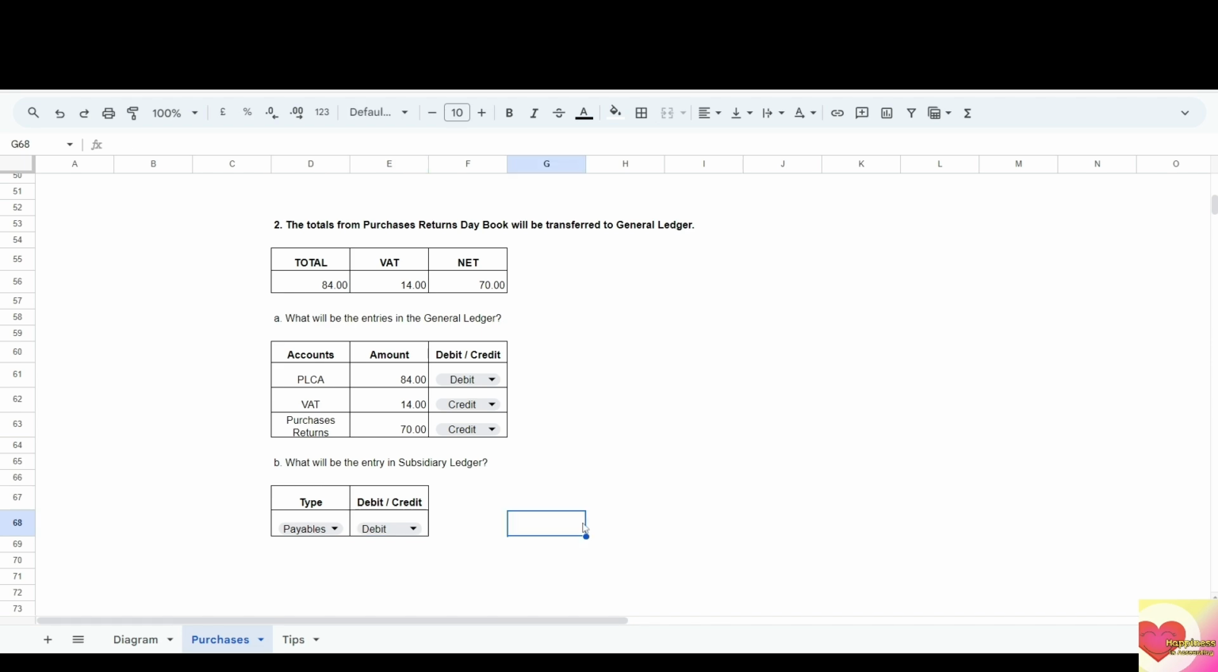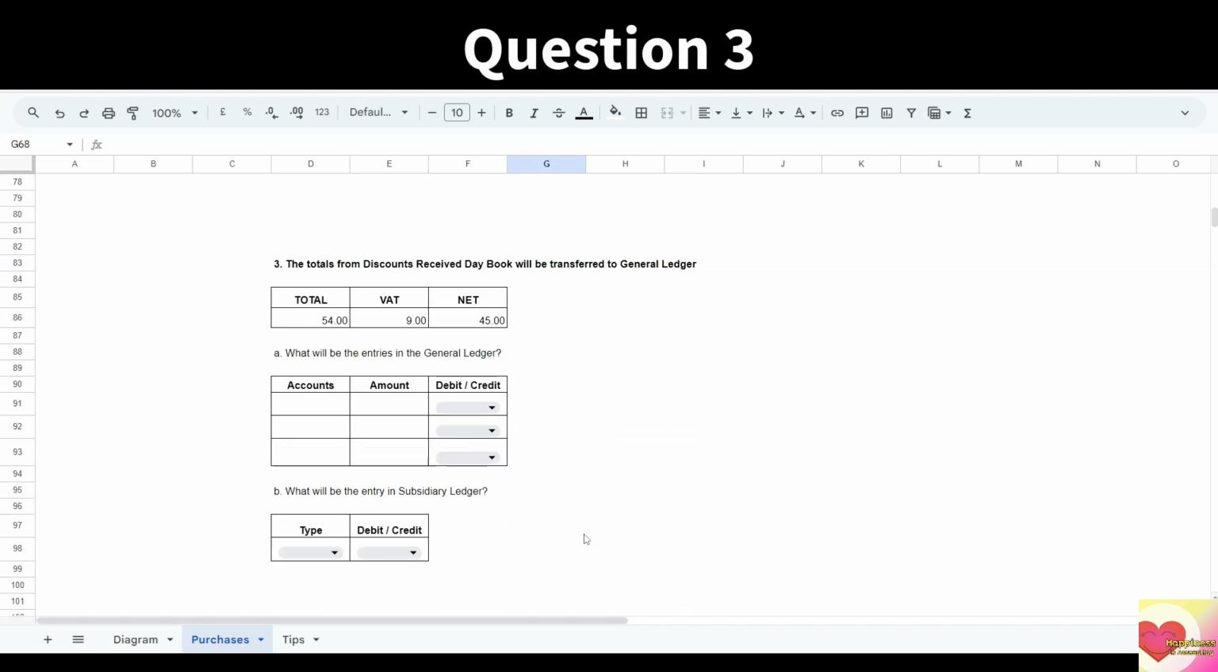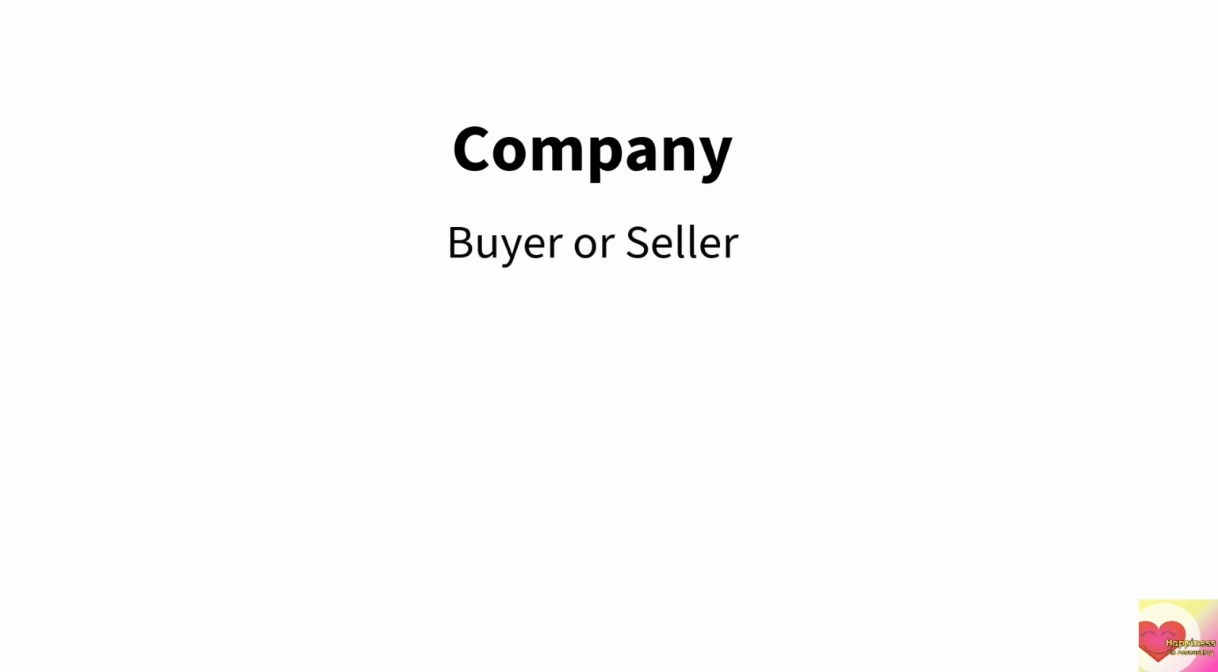Now let's go to the third question. The totals from the discounts received daybook will be transferred to the general ledger. Sometimes discounts received and discounts allowed can be a little bit confusing, and I totally understand why. So how would you differentiate them from each other? Which one affects the credit sales and which one affects the credit purchases? First of all, always keep in mind that we are looking at the company's point of view, and the company is either buyer or seller.